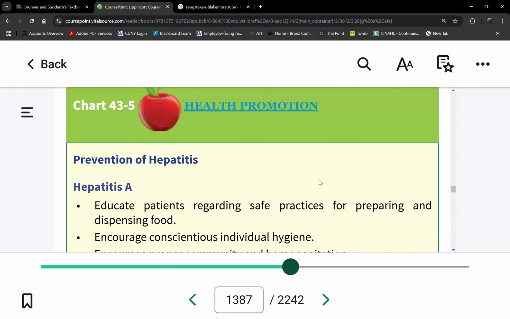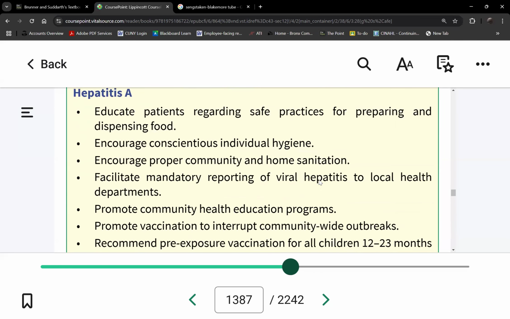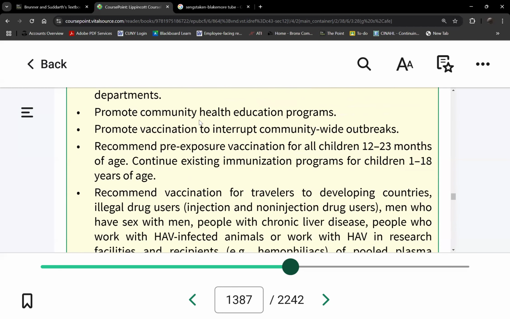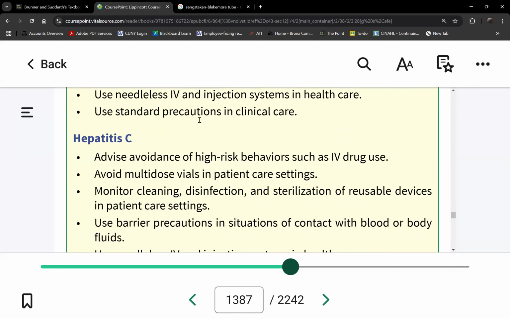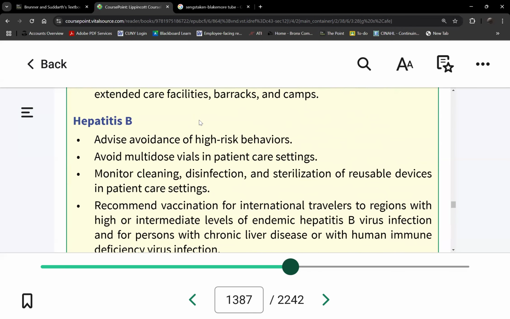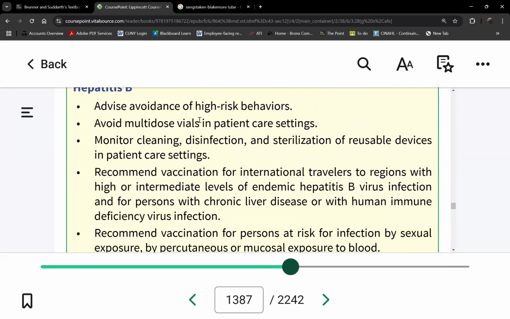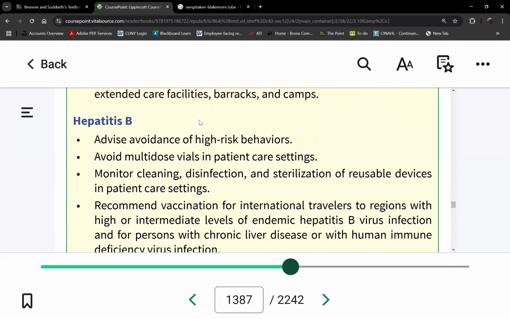Some of the teaching is also here. So chart 43-B, you've got hepatitis A, B, C. Now D isn't here because B and D are similar. In fact, you cannot get D unless you've had prior B exposure already. You cannot get D unless you have previously acquired B. Does that make sense? Okay.